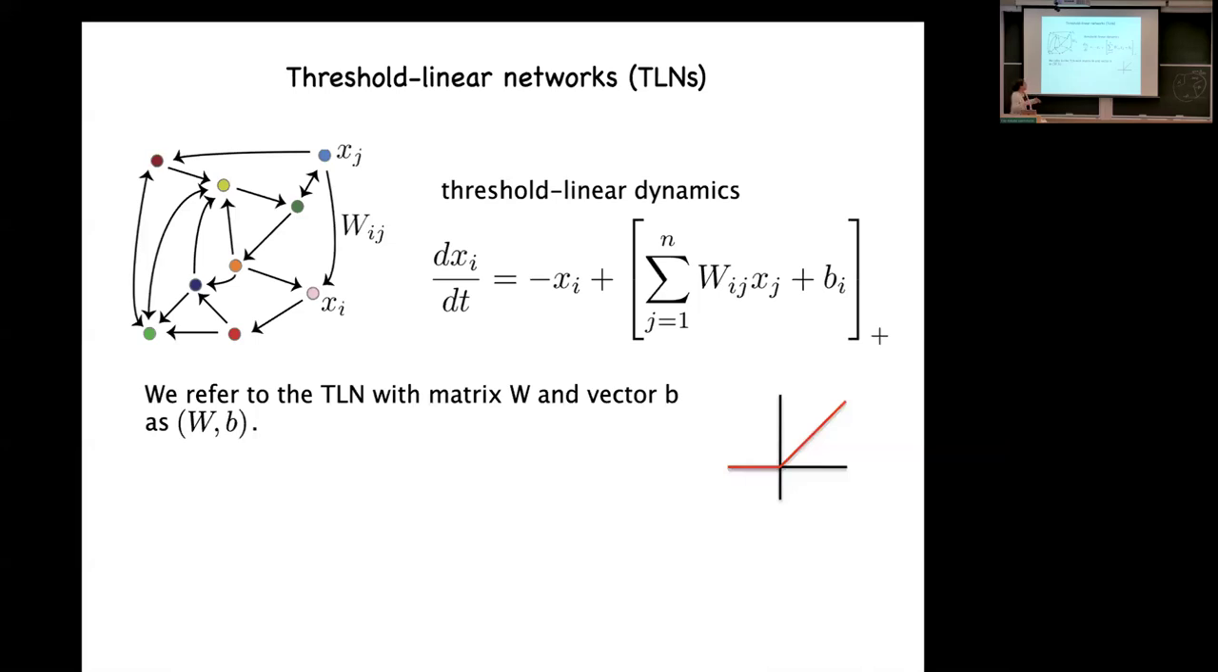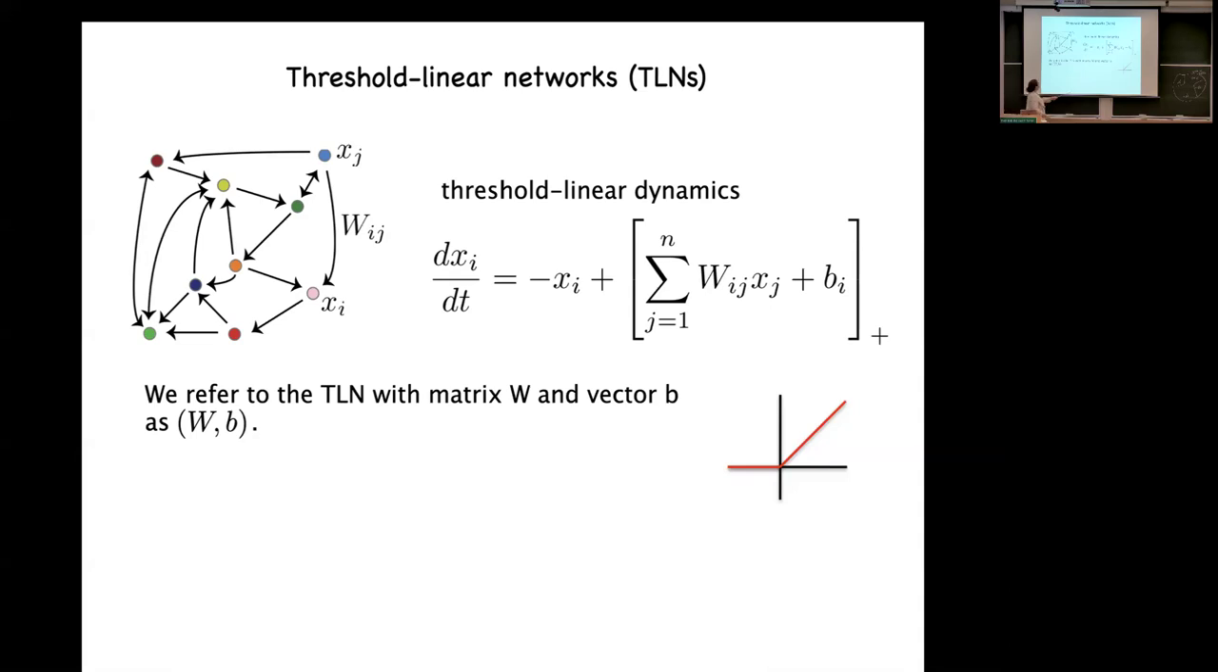So the model that has been very fruitful for us to study these questions, kind of a toy model, but it comes from the neuroscience literature, is threshold linear networks. And I just want to point out, it's a very standard model in the sense that we have, oh, now the pointer's gotten weak. I'm going to go back to the stick.